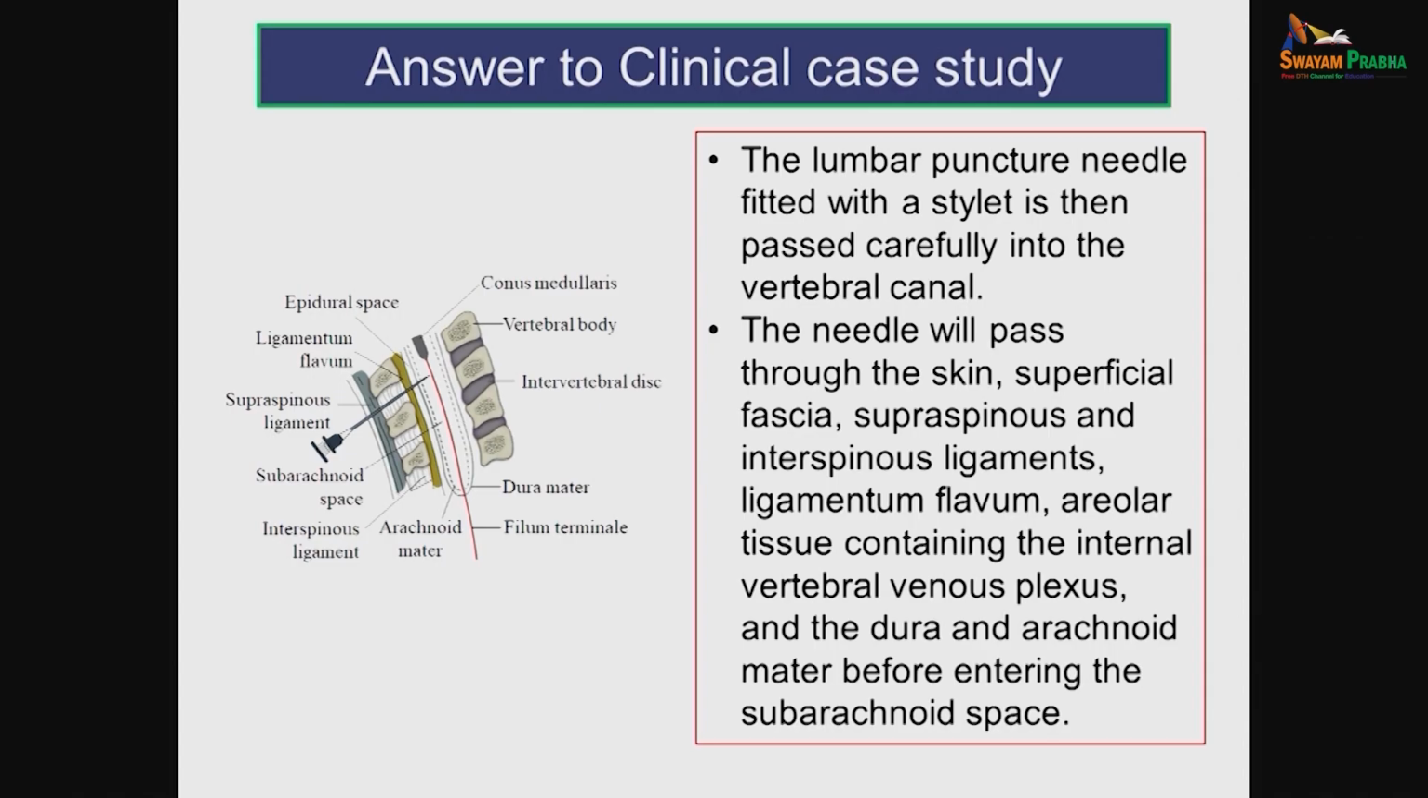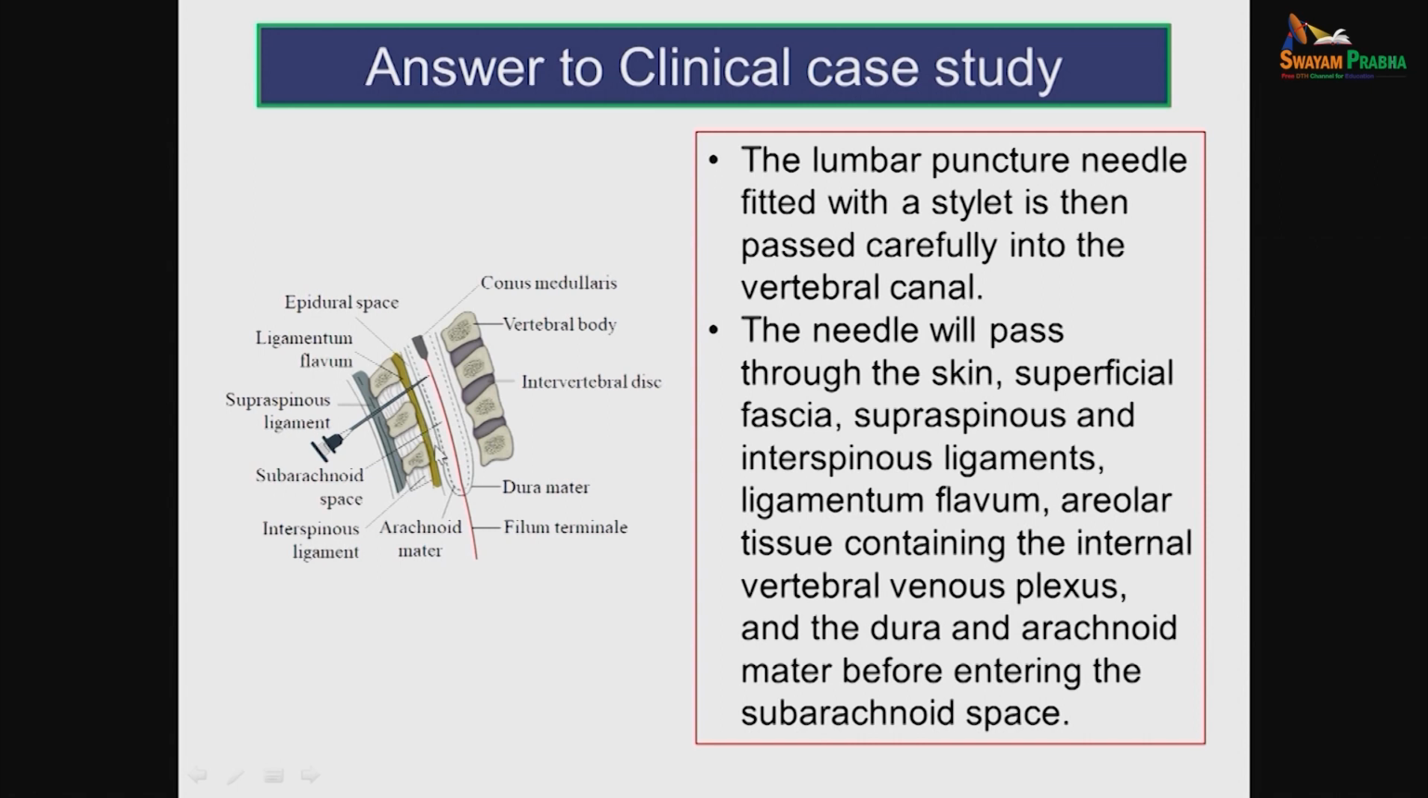It is to be passed into the subarachnoid space to get the cerebrospinal fluid for diagnostic purposes. So, the needle will pass through various layers as I have mentioned earlier. You can see this is the skin, then the superficial fascia, then the supraspinous ligaments, the interspinous ligaments, then it pierces the ligamentum flavum and passes through the epidural space, then through the dura mater, arachnoid, and it enters the subarachnoid space.